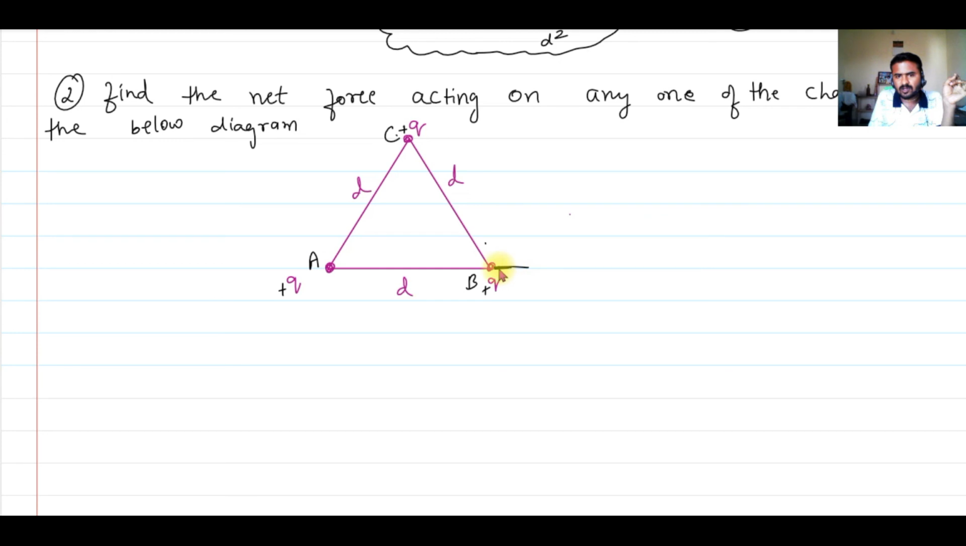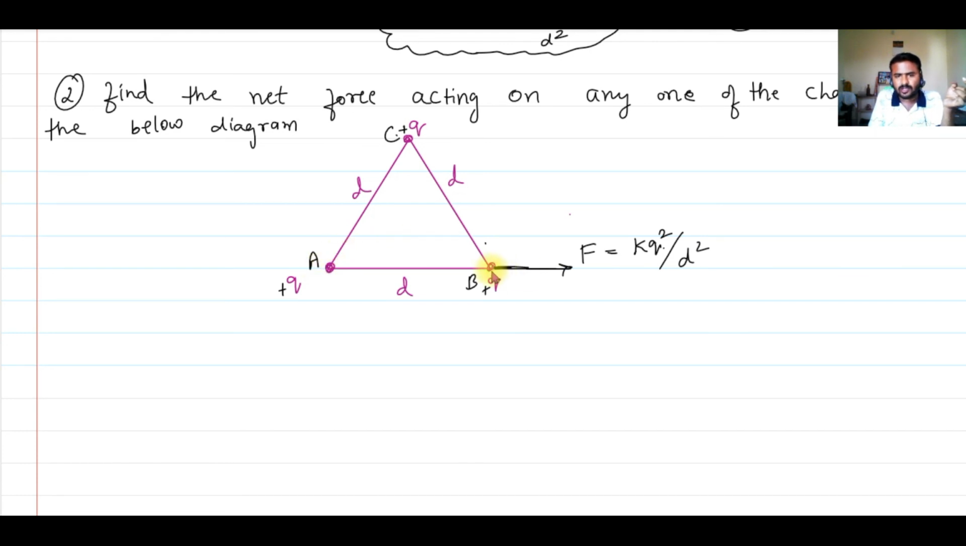So the force will always act along the line joining the two charges. This is a repulsive force, and that's why it is to the right. So this is the direction of the force. Let me write the force as F, and that F will be K Q1 Q2. Both the charges are the same, so Q1 multiplied by Q2 will become Q into Q, which is Q square, divided by the distance between these two charges, which is d. So d square. That is the force experienced by the charge at B due to the charge at A.